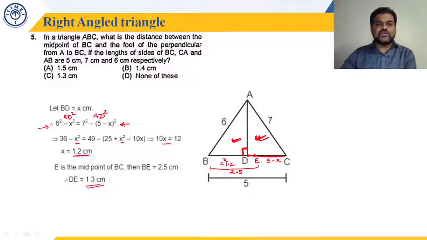Okay. The question was asking for the distance between the midpoint of BC, which is E in this case, and the foot of the perpendicular, which is D in this case. So we had to find the distance between D and E, which is DE. So this is my answer. Okay, I hope this is clear.